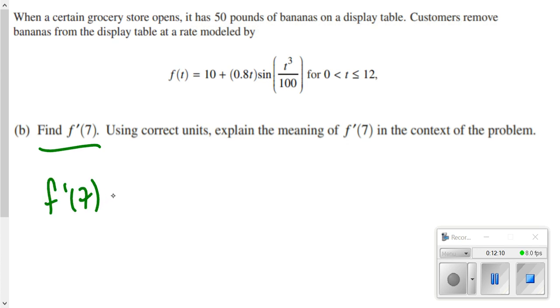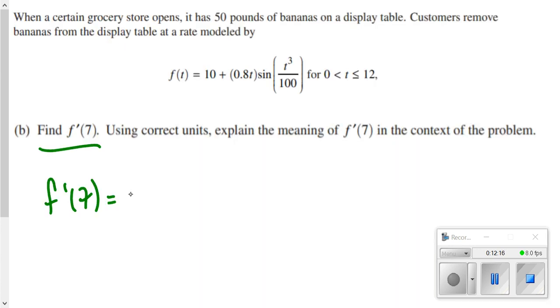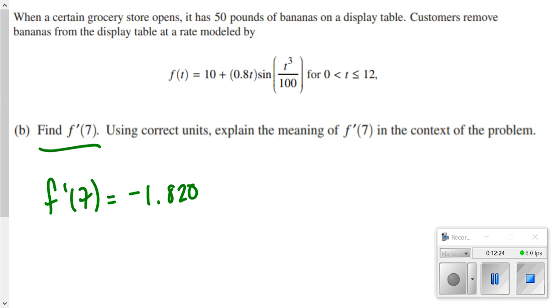All right, so you're going to say what you get, and I'm going to peek because I don't have my calculator in front of me. Yes, negative 1.820. Is that what I actually read? 8120. I thought I inverted that. Okay. Sorry.